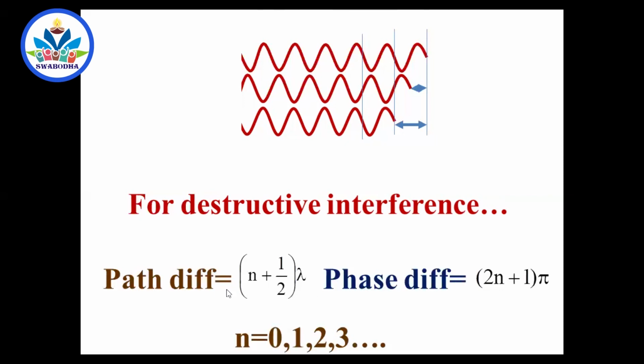So if the path difference is (n plus half) lambda and phase difference is (2n plus 1) pi, where n equals 0, 1, 2, 3, then it is destructive interference. Hope you have followed a little, right? Don't worry if you have not completely followed it, because we have two problems coming in, entrance exam problems. Even though they are entrance exam problems, try to understand it.